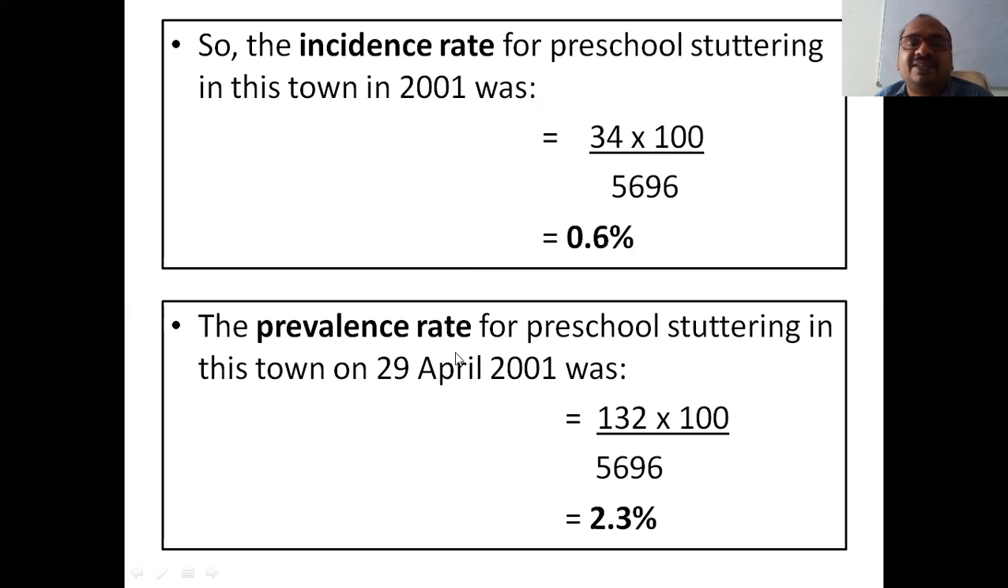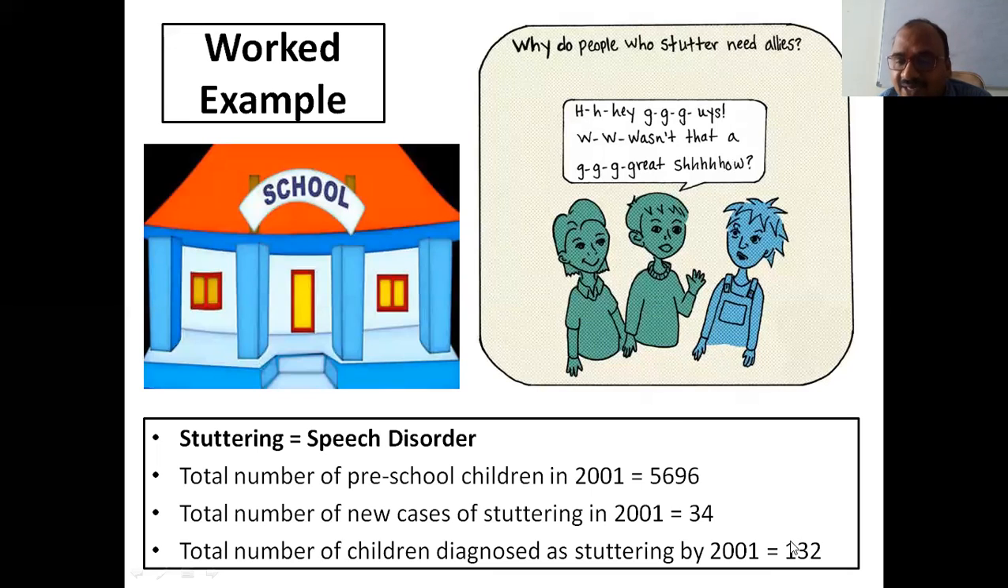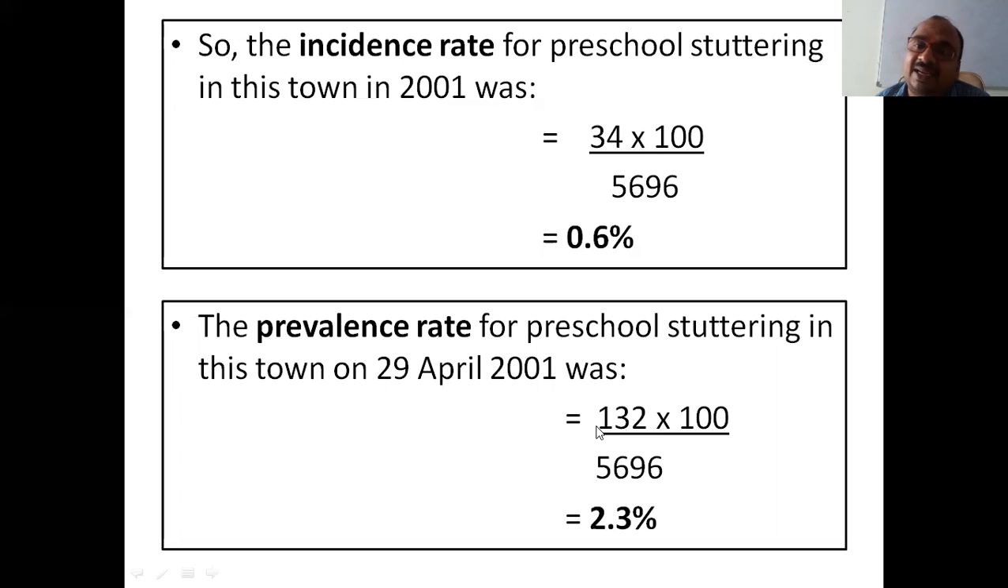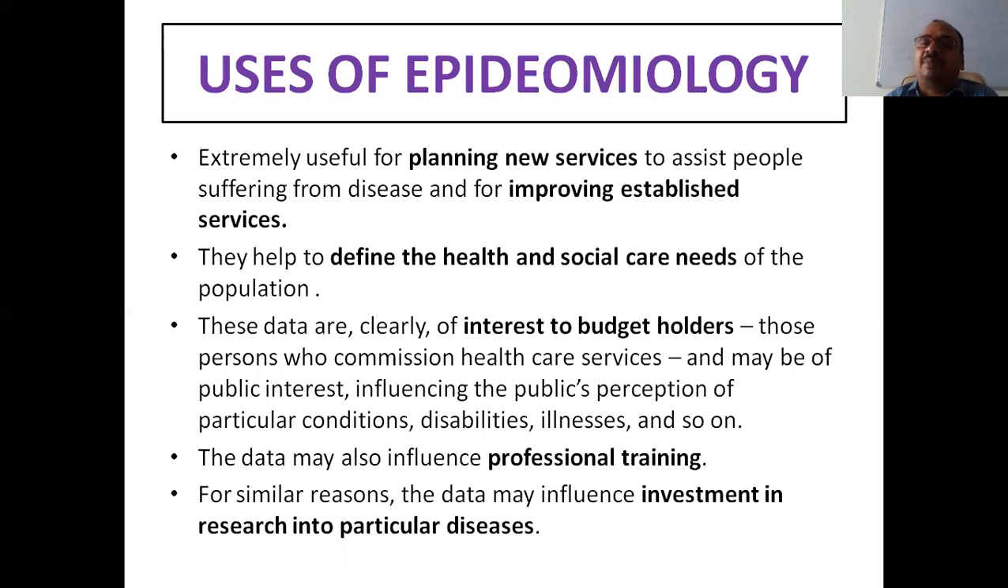Here you can see prevalence rate, number of cases by the time, see, 132 by the time into 100 divided by 5696, 2.3 percent. It is the prevalence rate. Very simple concepts. Uses of epidemiology. This is the last slide.